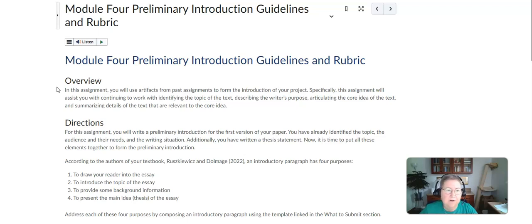Specifically, this assignment will assist you with continuing to work with identifying the topic of the text, describing the writer's purpose, articulating the core idea of the text, and summarizing details of the text that are relevant to the core idea. And every time they say text, replace that with the article you chose in Module 1. That's what they're referring to.